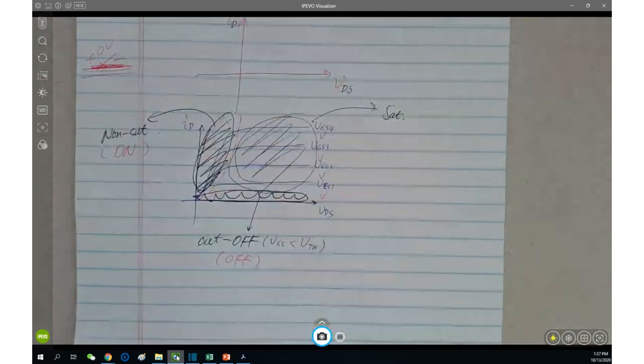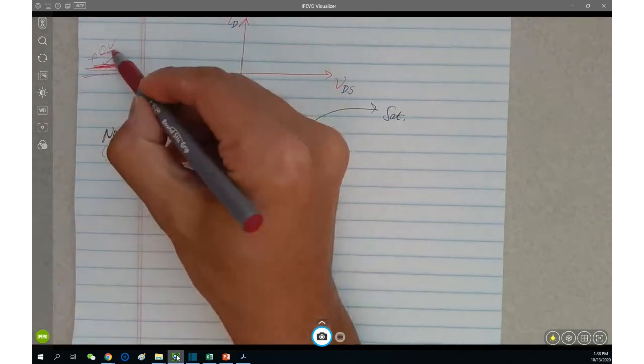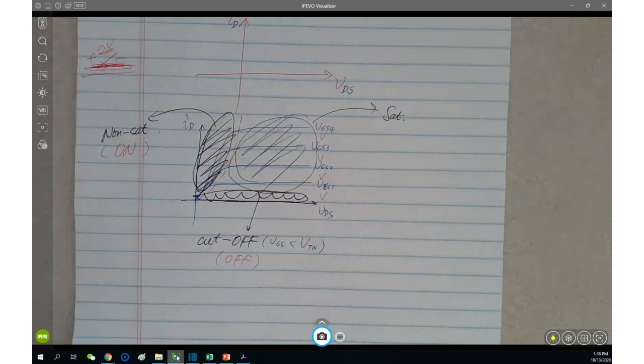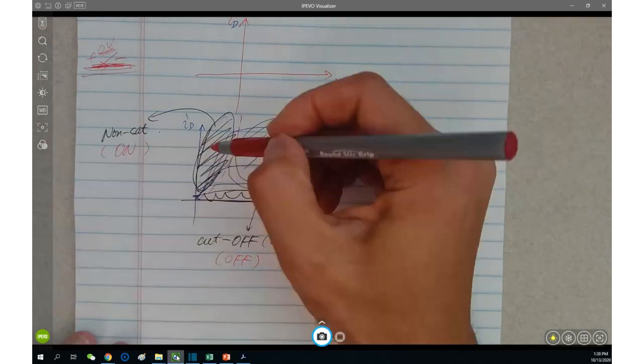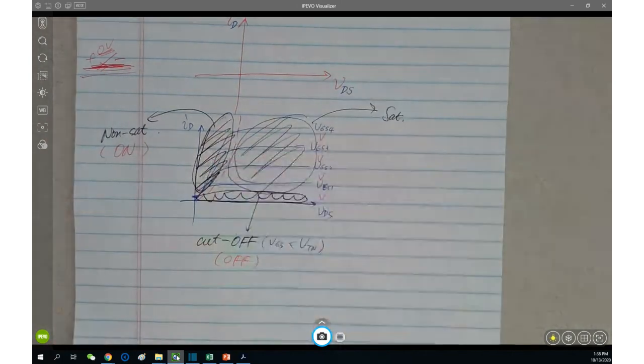Depending on the rest of circuit, of course. However, no matter how much the current flows through, what happened to the voltage? Remaining small at zero. Does it make sense? Ideally, of course, zero. But not ideally, you have some voltage drop, right? So it's not exactly zero. But the point is, no matter what is the current, your voltage is very small. That's why this is on. Make sense now? So ideal switch.